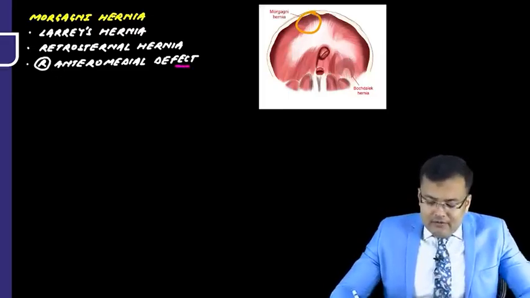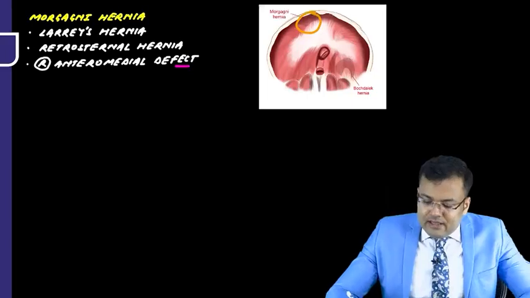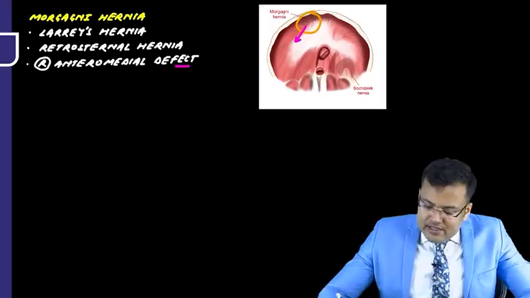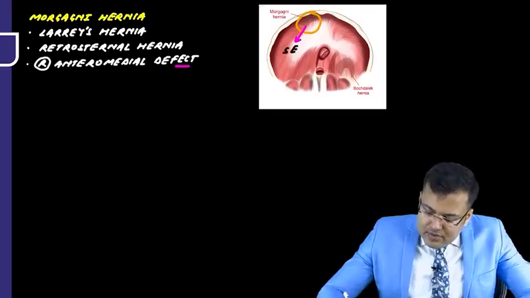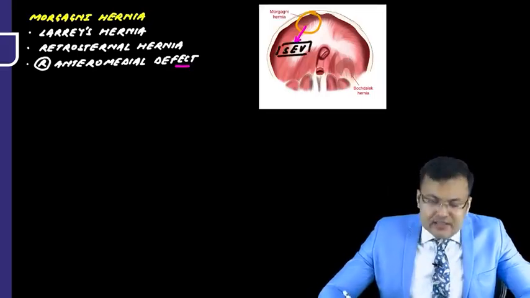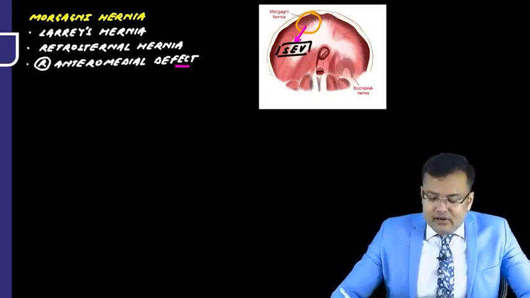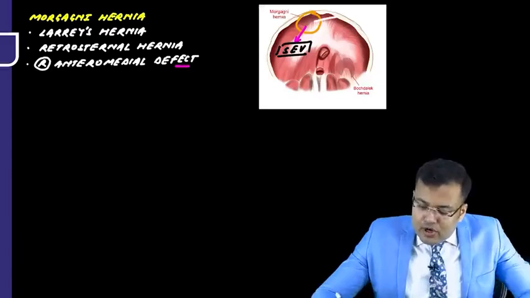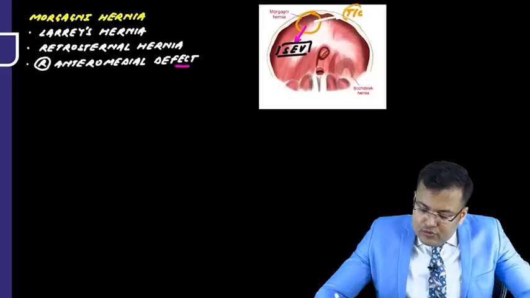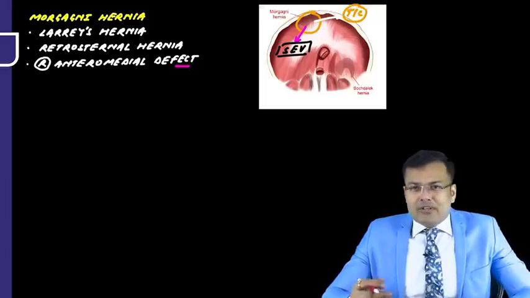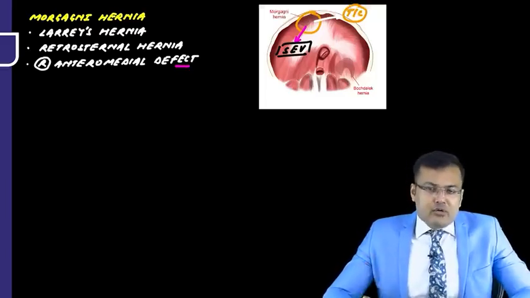We discussed that via the space of Larry, the superior epigastric vessels pass. So which structures are going to pass? Superior epigastric vessels. Whenever there is a large defect, what is the most commonly herniated organ? We already discussed that the most commonly herniated organ is the transverse colon. It is also diagnosed by X-ray, and how do we treat it? Reduce the herniated organ and close the defect.